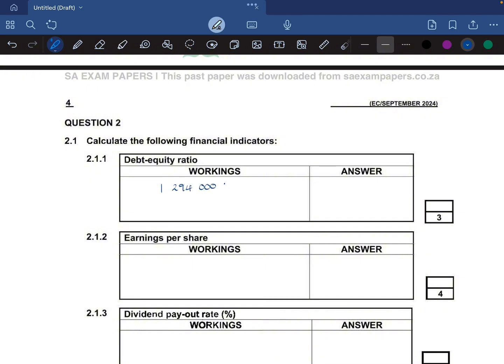So we are going to have 1,294,000 is to the 12,624,400. This is our equity, and this is our non-current liabilities. We quickly say 1,294,000 divided by 12,624,400, which gives us 0.1. Then here we have 1, so our ratio is 0.1 is to 1. That's the debt equity ratio. Simple. We're looking at our non-current liabilities as to our equity, so it's debt to equity.